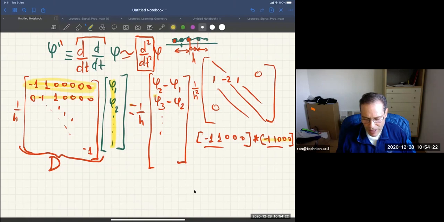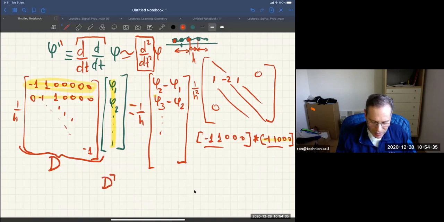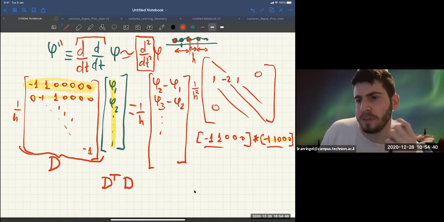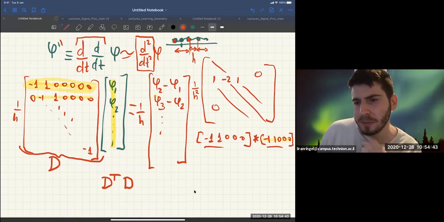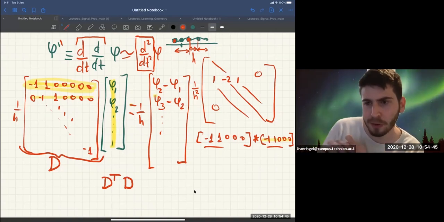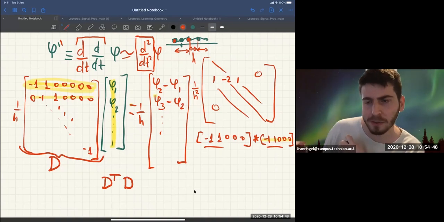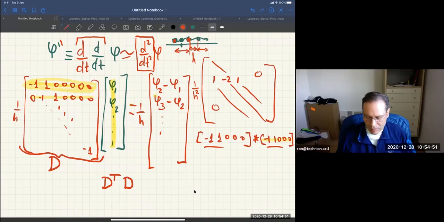Okay, now if I would like to write it in a matrix form, it appears, and prove it at home, that I have D transpose times D, okay? The output of a convolution of two horizontal vectors is a matrix? No, it would be a vector. But the vector applied as a convolution operator to my psi would be represented as a matrix.